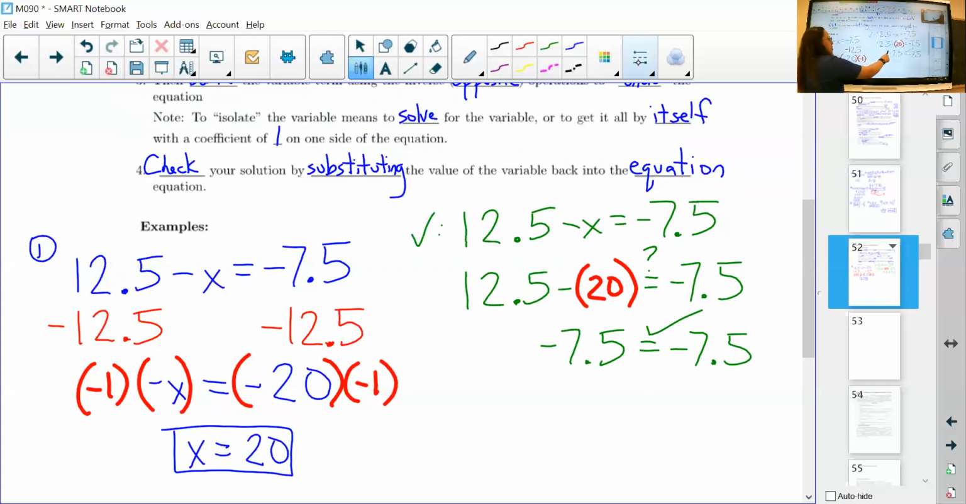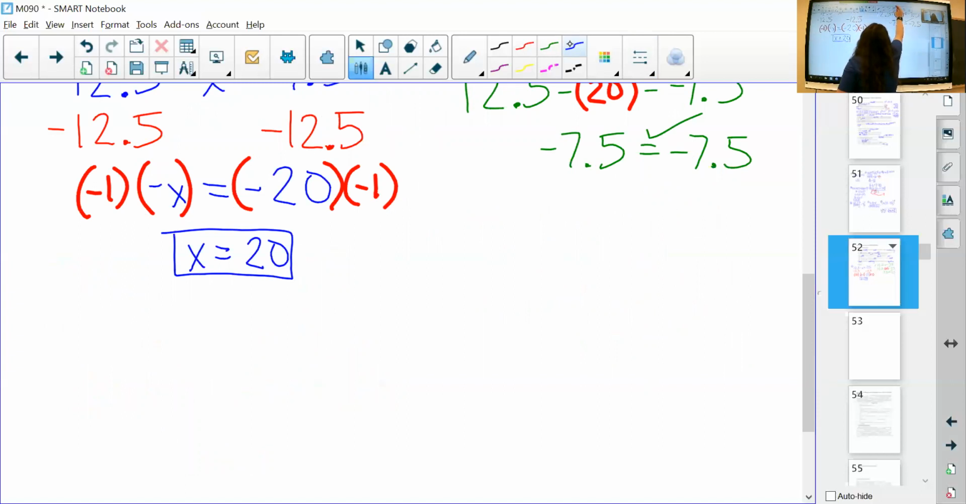If you get the same thing on both sides, whether it's negative 7.5 equals negative 7.5 or 0 equals 0 or what have you, you've checked your solution. And if you get something different, either the check has a mistake in it or the original problem, or possibly both.